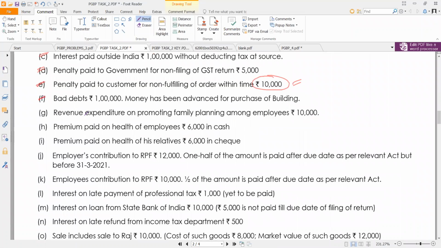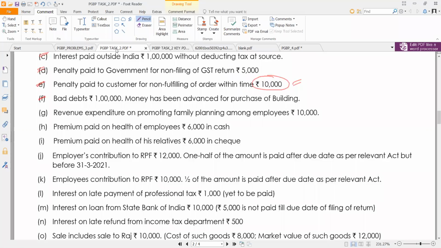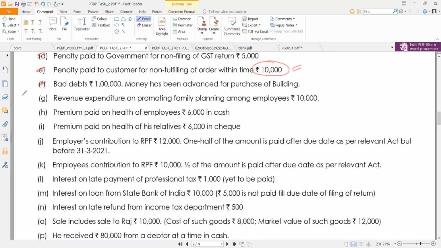Important point. Bad debts 1 lakh, money has been advanced for purchase of building. Advanced, whatever it is. But ultimately, this 1 lakh rupees is disallowed. That is not allowed as deduction. Why? Because bad debts will be allowed as deduction only when that is related to a revenue which was earlier booked. So earlier there should have been a revenue, and there should have been a bad debt related to that revenue. But when money is given just as a loan to somebody, and that person could not pay us back, it is not having anything to do with revenue. It's actually a capital transaction. Loan given and loan not coming back. So that cannot be taken as a deduction. So that 1 lakh to be added back, since it is not related to any revenue. So that is the F point.